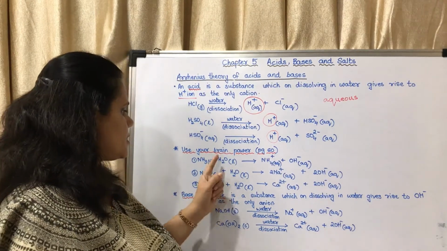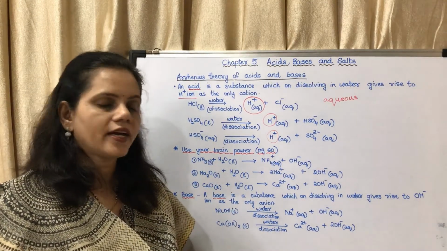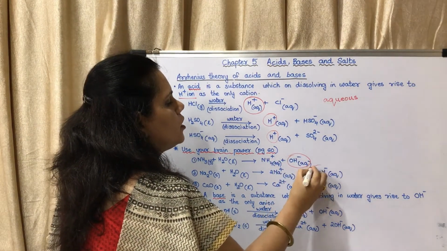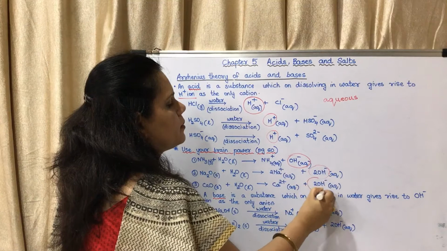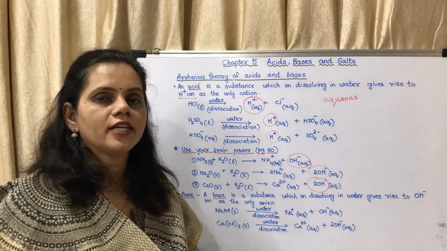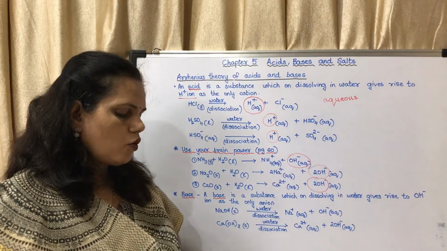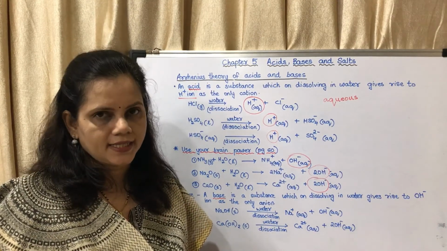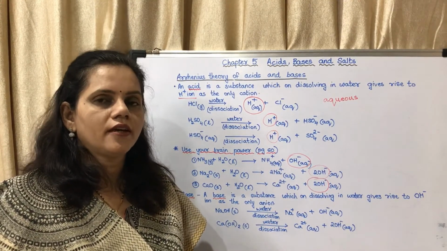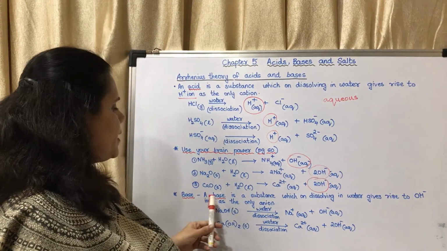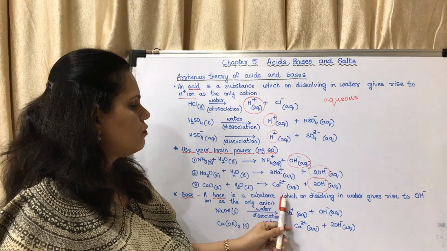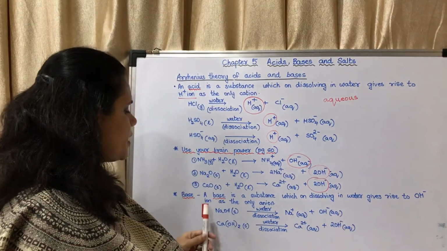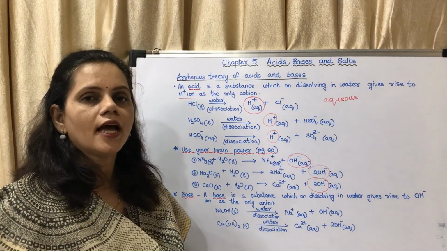Okay, so these are the reactions where you may see which type of ions are being formed. OH minus ions are being formed. So what are those compounds which have OH minus ions? They are bases. So that leads to the definition of bases. A base is a substance which on dissolving in water gives rise to OH minus ion as the only anion.